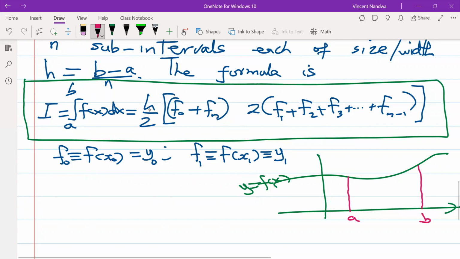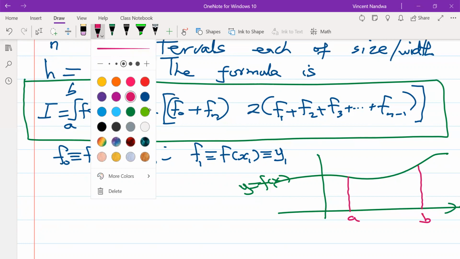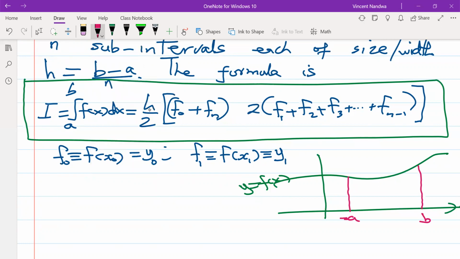So what you are doing is to call this a, we are calling it x naught, b, we are calling it xn, and so you divide this into n subintervals. So this will be xn minus 1, this is x1, this is x2, etc. And so these small strips are assumed to be trapezium in nature.